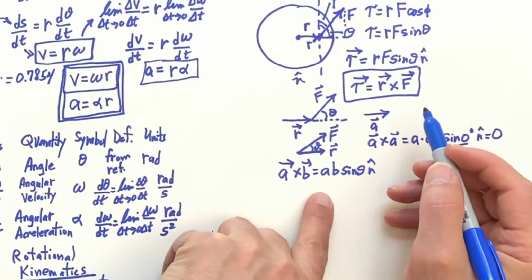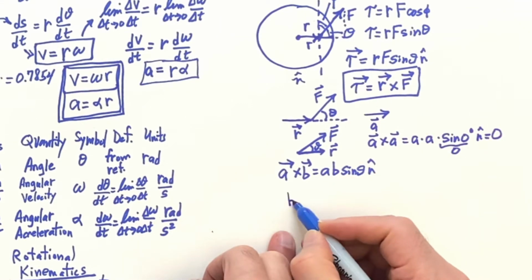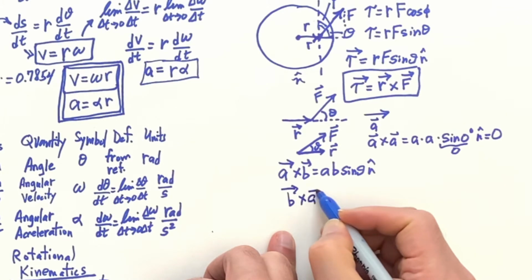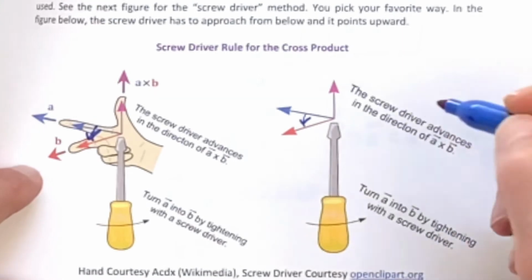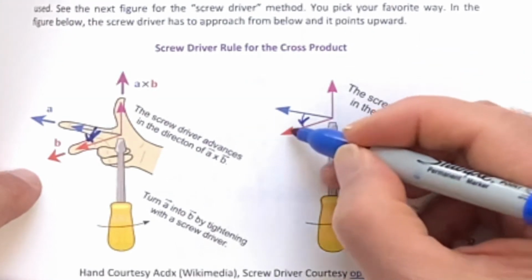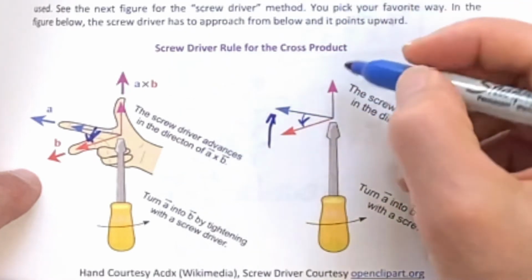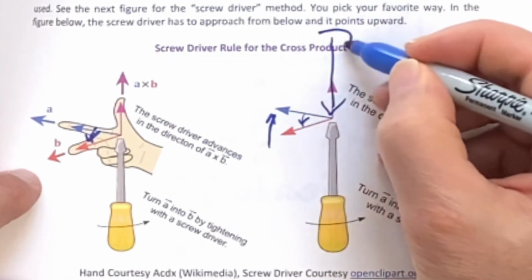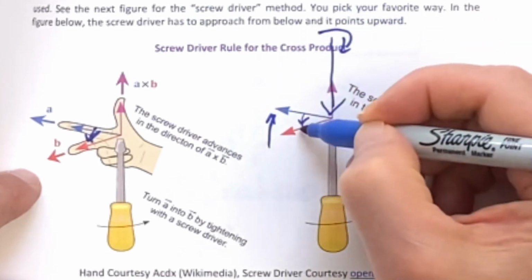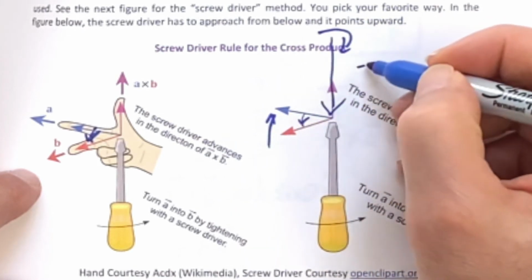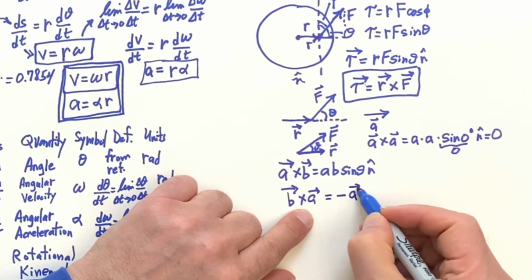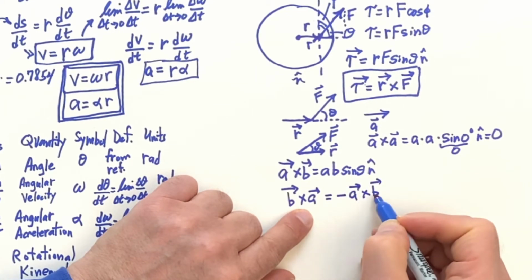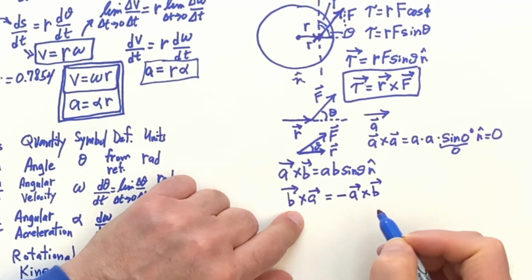And if you were to reverse this and go B cross A, well, in that case, you would want to have the B go into A, so you would have the screwdriver at the top to turn it, so that you would get the red one to go into the blue one, and then look, you're going in the minus n direction. You're going down. So when you flip this, you get a minus sign. So A cross B is negative B cross A, and vice versa.